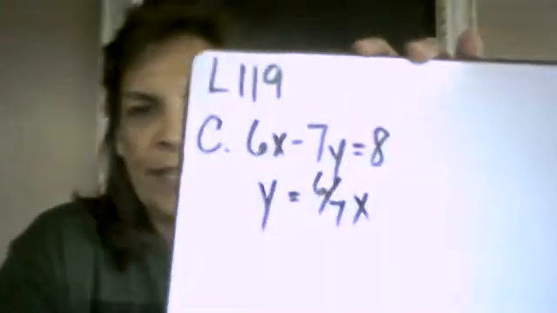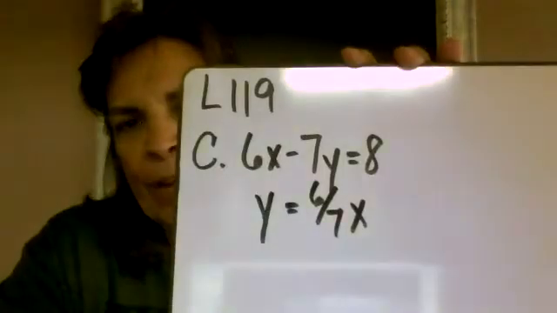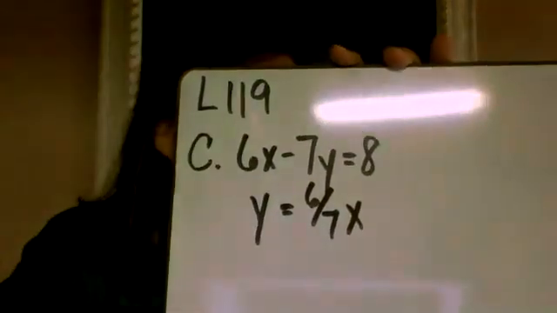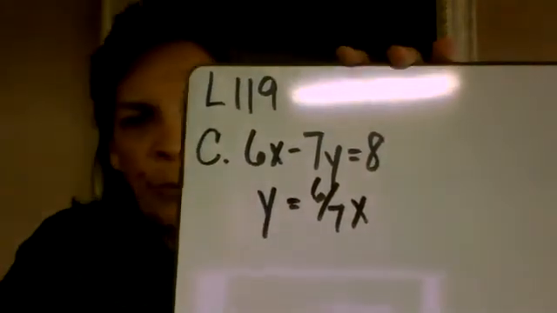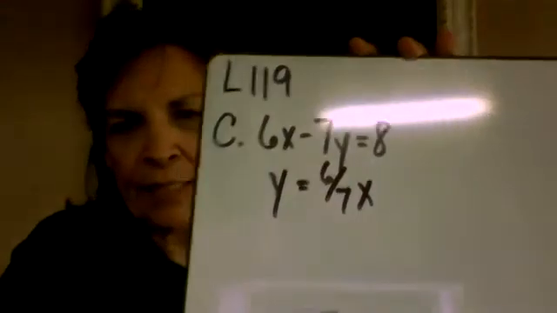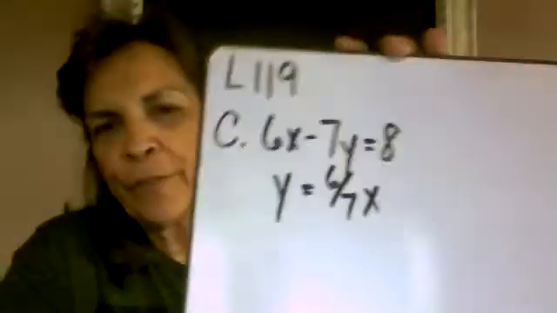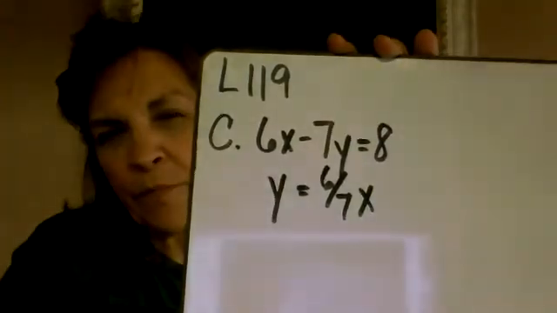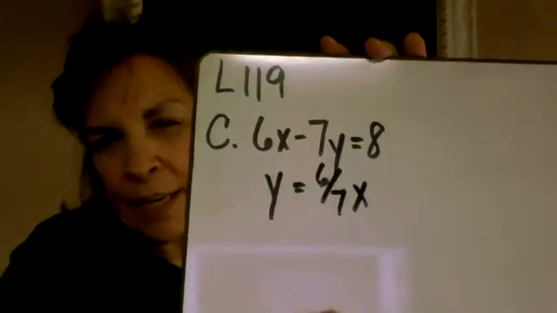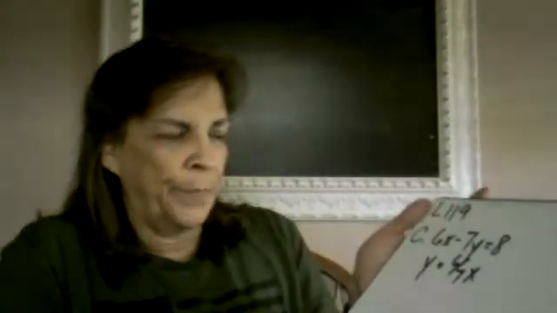Okay, let's do lesson 119, practice C. Practice C is 6x minus 7y is equal to 8, and y is equal to 6/7 x. As you can tell, the first equation is not in standard form, so let's move it to standard form. So we're going to move that 6x over.